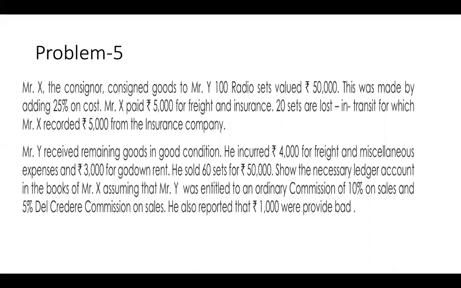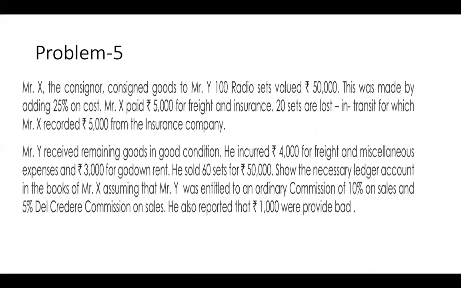was entitled to an ordinary commission of 10% on sales and 5% del credere commission on sales. He also reported that 1,000 were proved bad. This is proved bad, but the spelling is wrong. 1,000 turned bad rather. Okay, and what shall we do with this bad debt? Shall we provide for the bad debts? Shall we adjust this bad debt of 1,000?